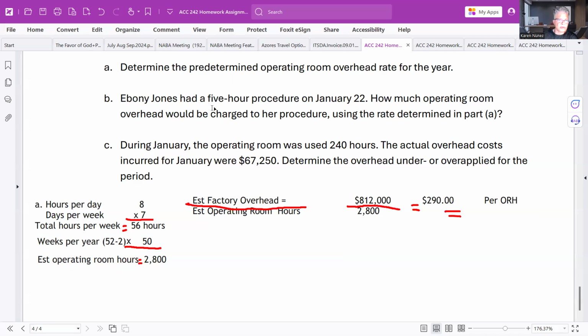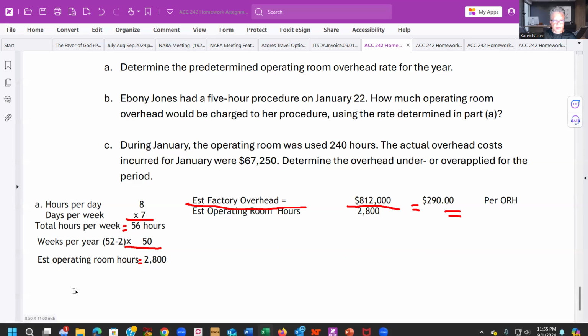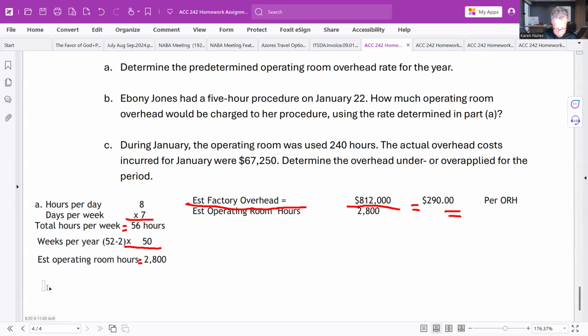And now we have Ebony Jones, who has a 5-hour procedure on January 22nd. How much overhead are we going to charge? Well, the way we assign overhead is by taking the actual hours times the rate. So in B, we have 5 hours times $290. We've got a 5-hour procedure times $290. That's the amount of overhead that we assign for this 5-hour procedure that Ebony Jones has.